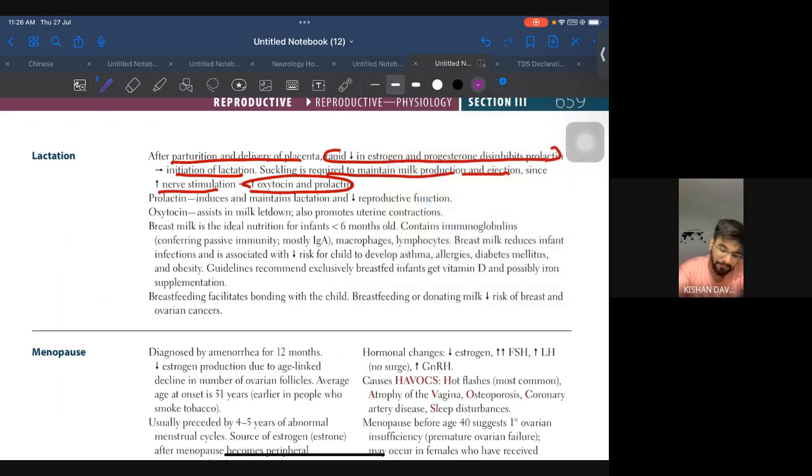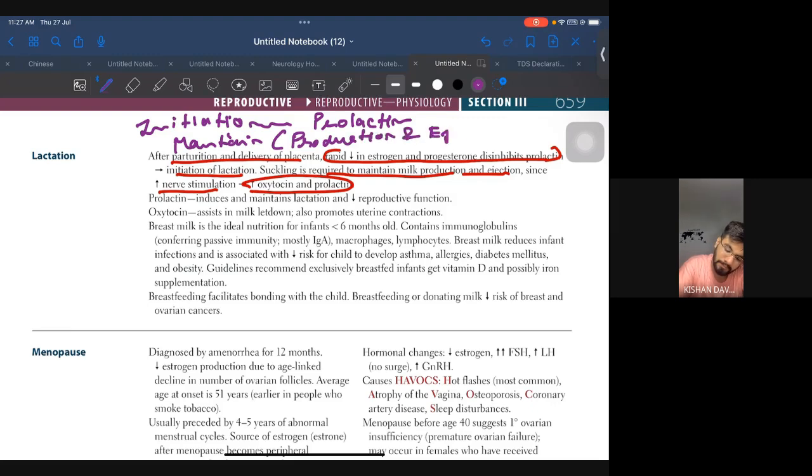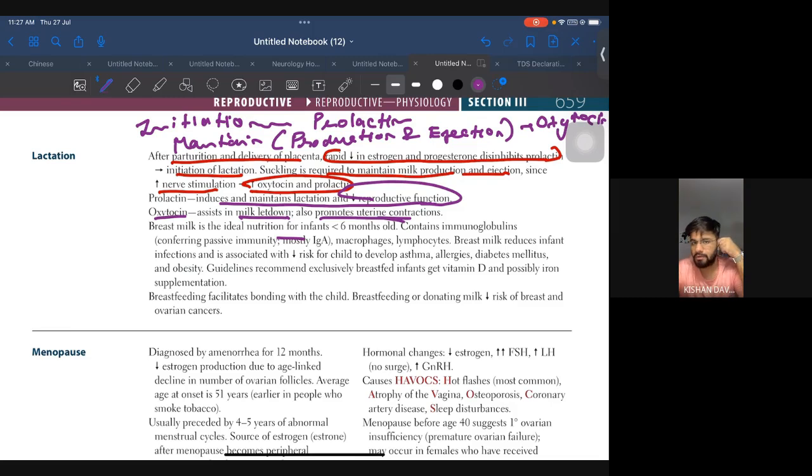Now one more point. Initiation of lactation is by prolactin. But to maintain it, that is production and ejection, it is by oxytocin. So these two differences you have to remember. Prolactin induces and maintains lactation and decreases reproductive function. Oxytocin assists in milk letdown and also promotes uterine contraction. All right, so you have to remember this.